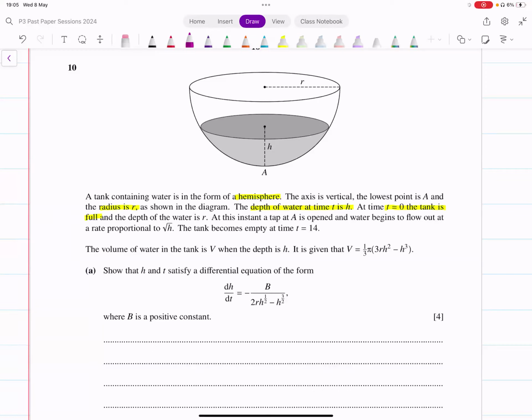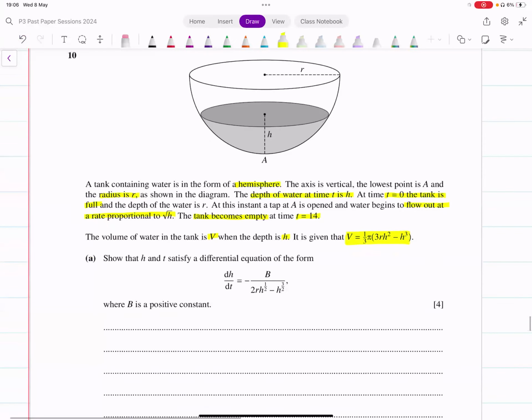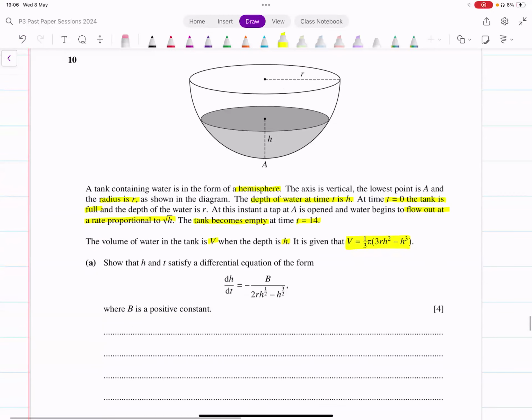At this instant, a tap at A is open and water begins to flow out at a rate proportional to square root of h. The tank becomes empty at time t equals 14. So when the time is equal to 14, tank becomes empty. The volume of water in the tank becomes 0. Volume of water in the tank is V when depth is h. It's given that V equals this. We have a relationship between volume and height that they've given. Show that h and t satisfy a differential equation of this form, where b is a positive constant.